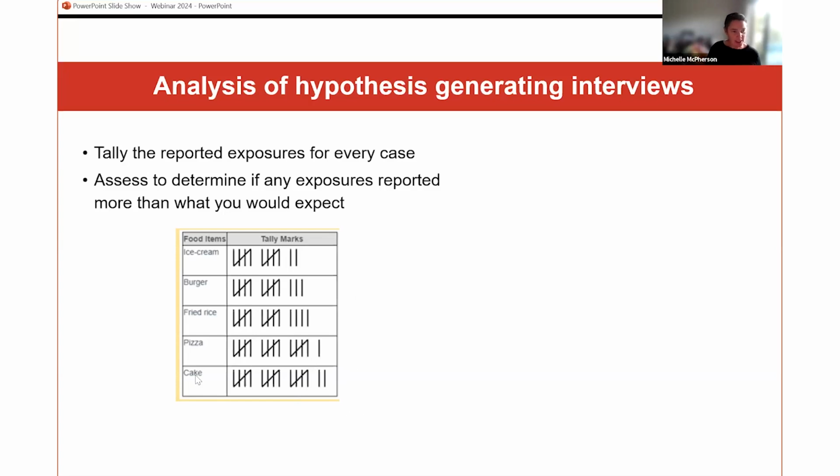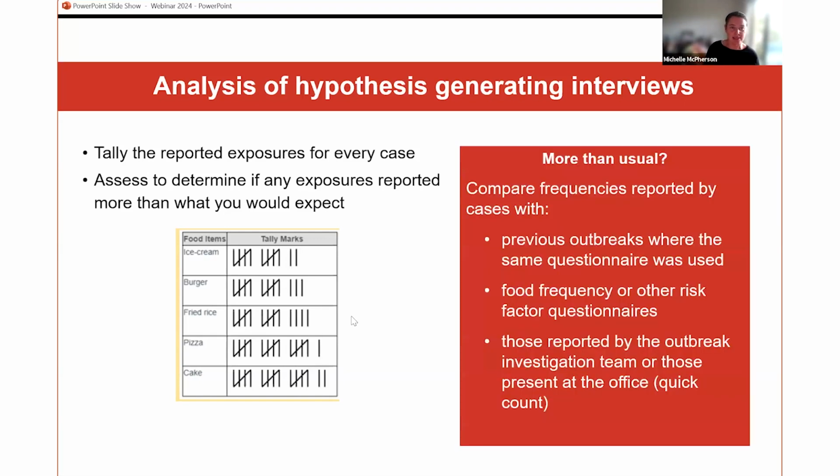For example, you can see here that most people reported eating cake and pizza. When you think about the total population, would most people eat cake and pizza in a 4-day period? I'd like to say that I don't, but probably, definitely in the last 4 days, I've eaten cake and pizza. So it might just be as common in the general population as it is in your outbreak cases.